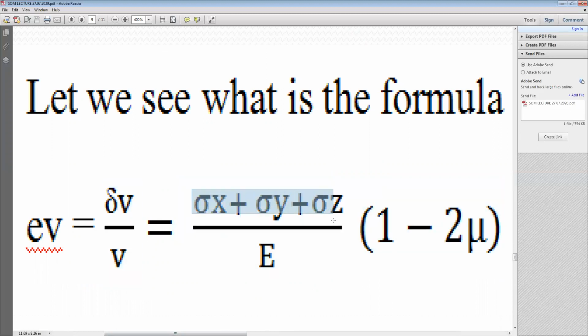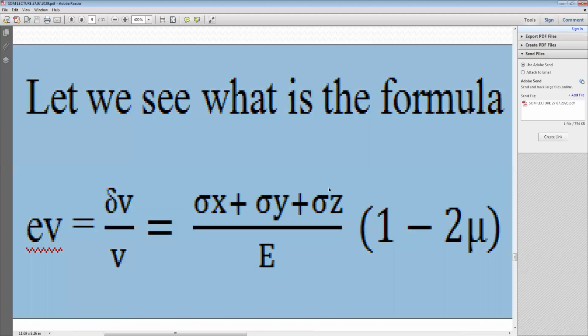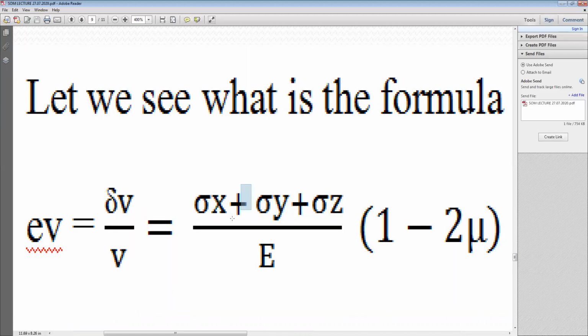These are all fortunately of positive nature, so take a positive sign for them. When there is compression in the y-axis as well as the z-axis, you have to consider a negative sign in front of sigma y as well as sigma z respectively. Fortunately, here all forces are tensile in nature, so take sigma x, sigma y, sigma z as positive. So sigma x plus sigma y plus sigma z in one bracket, divided by capital E, into another bracket, 1 minus 2 mu. This is the basic formula to calculate Ev using the triaxial force system.